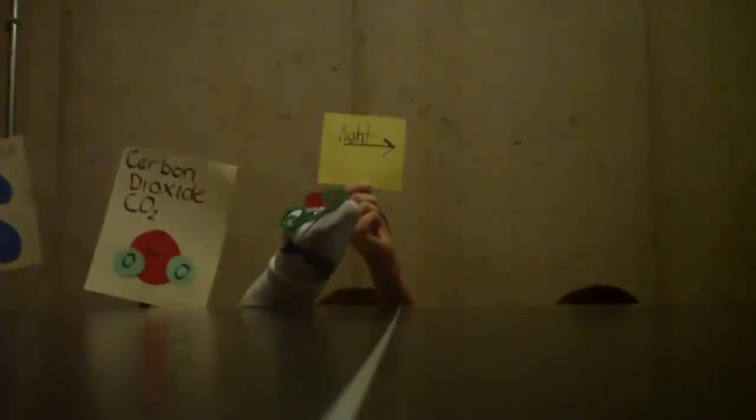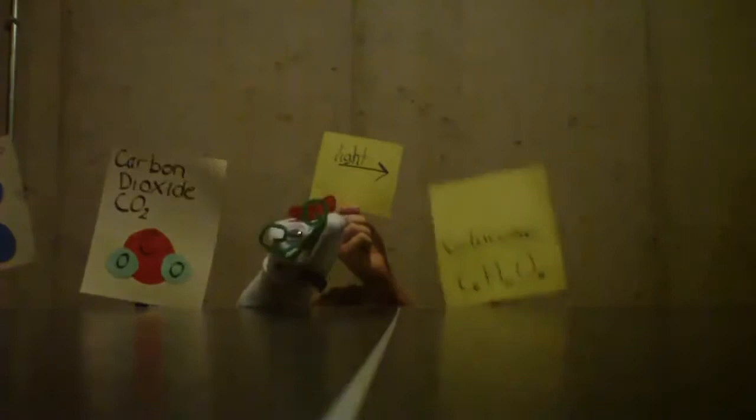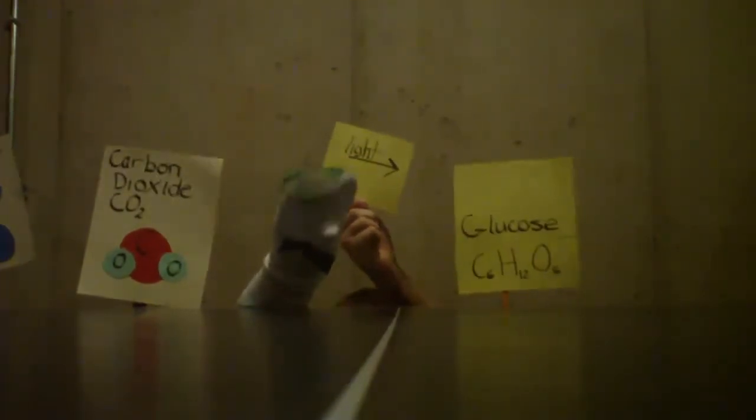Now go! Okay, peons. The balanced reaction for photosynthesis is 6 molecules of water, plus 6 molecules of carbon dioxide plus light turns into 1 molecule of glucose plus 6 molecules of oxygen.